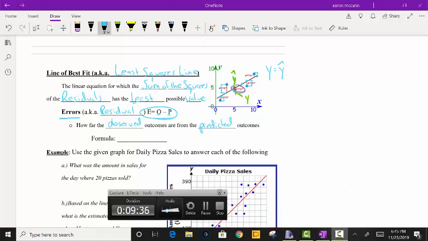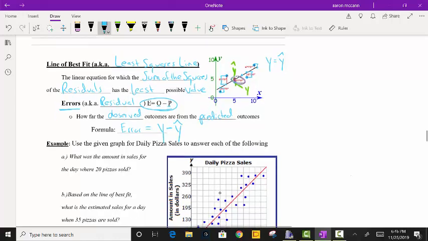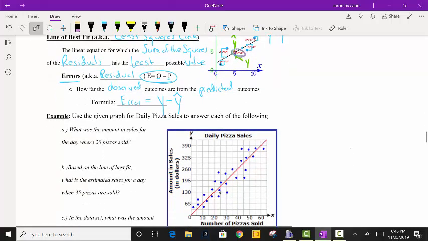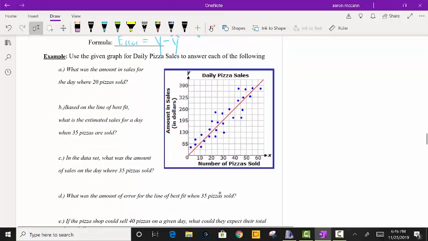And we can derive a little bit better formula, but the error formula is going to be what actually happened, the y value, minus what was predicted to happen, which is the y hat value, because the y hat corresponds to the predicted value of our line. So we can just use a graph to kind of get an idea of this right here.